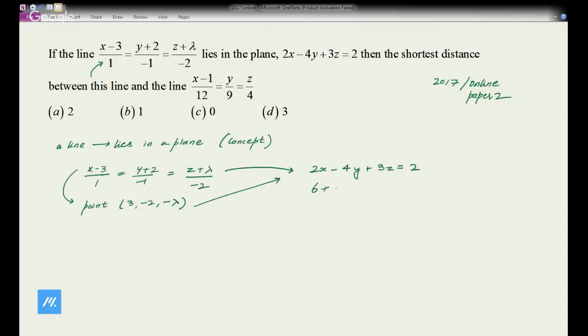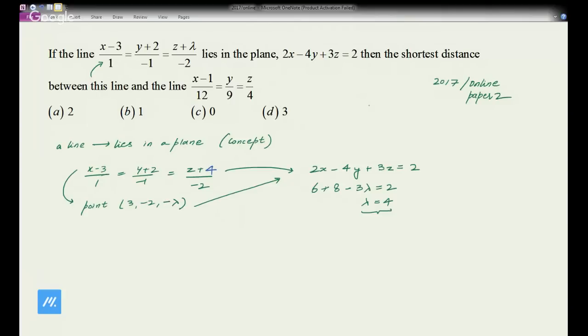Why are we doing this? Because we need to find the value of lambda. Very simply, 3 lambda is equal to 2, so the value of lambda that you will get is 4. So lambda comes out to be 4, and now you know that the line is complete. Very simple problem. Lambda is nothing but 4, so one job is done.